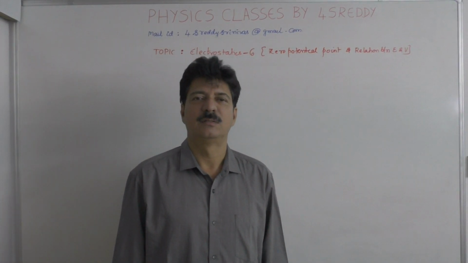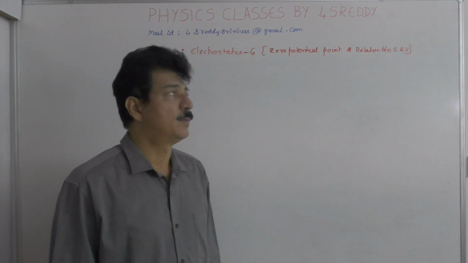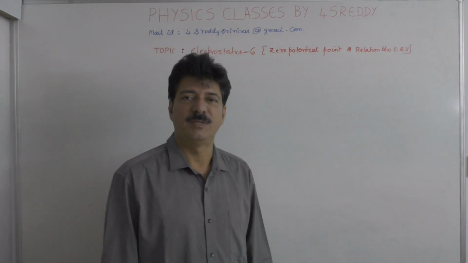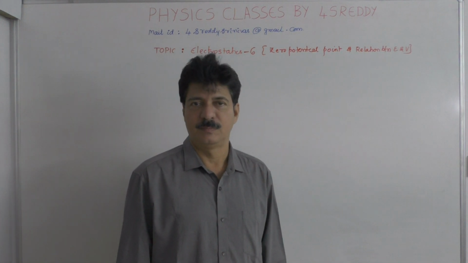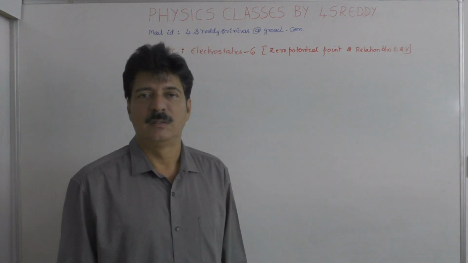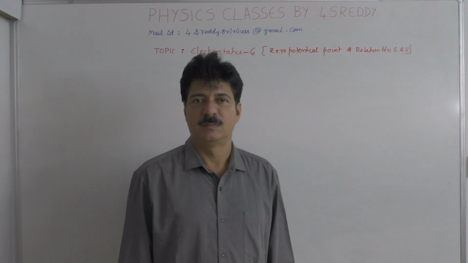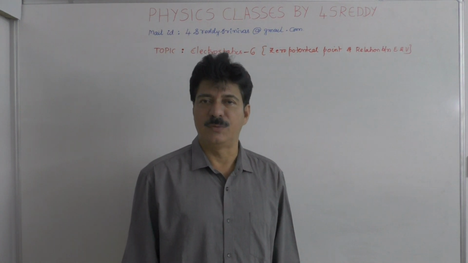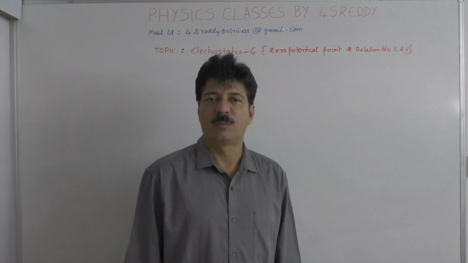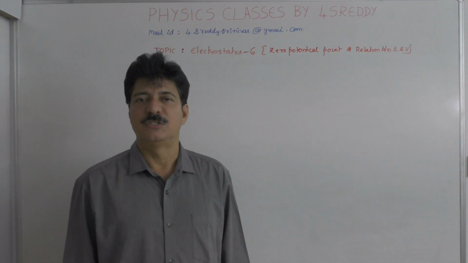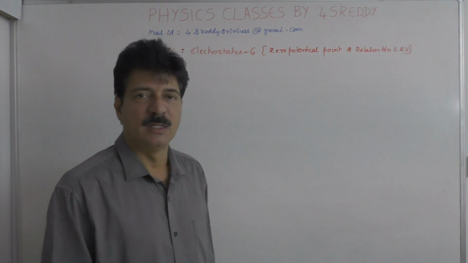My dear students, today's topic is zero potential point and the relation between E and V, that is, electric field intensity and potential. So first of all, what is meant by zero potential point? The point at which the total electric potential is zero is called the zero potential point.